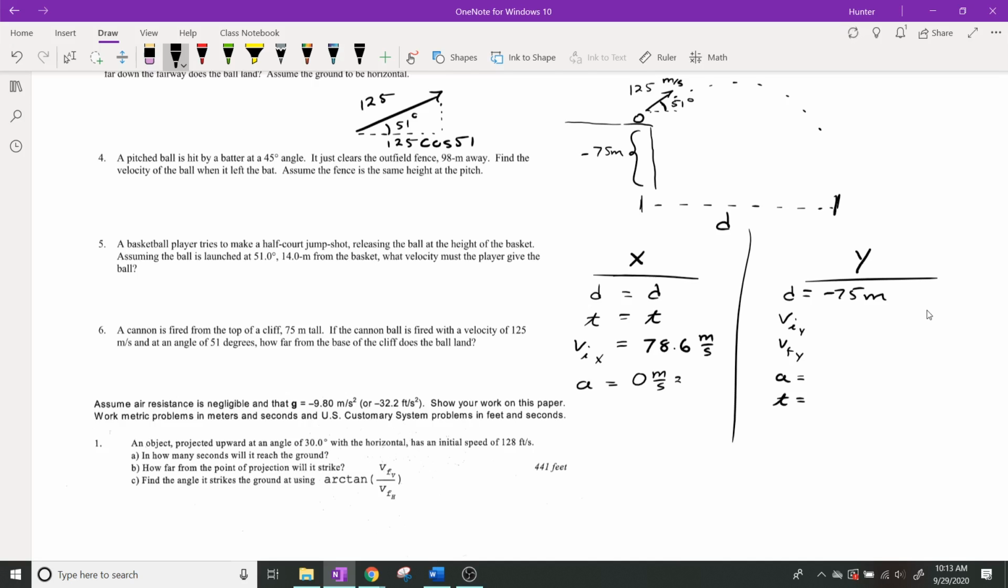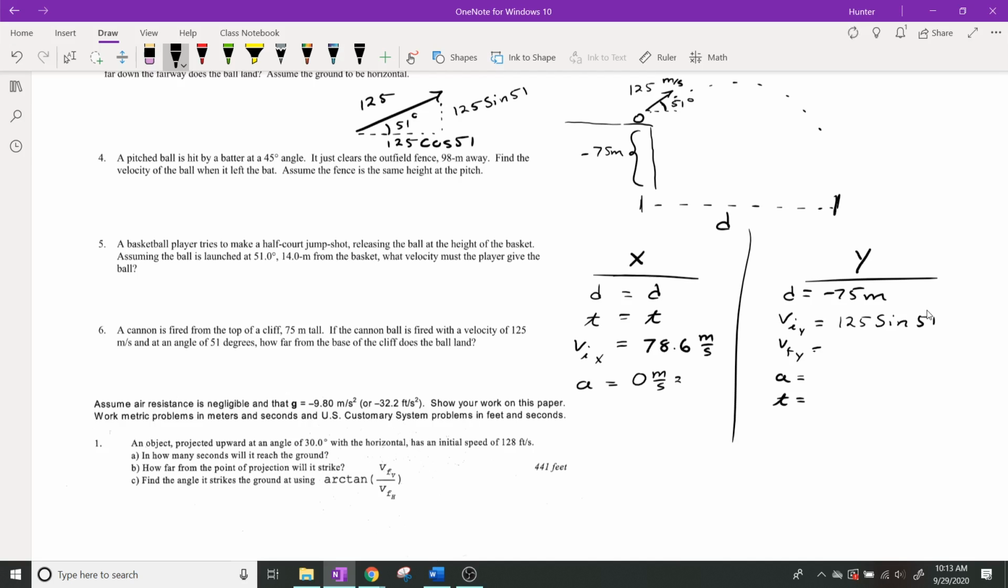VIY? Okay, and that's using the sine, right? So this would be 125 sine of 51. If it's in the y direction, it's going to be the sine. If it's in the x direction, it's going to be the cosine. Or the x direction of the line of action, so it doesn't have to literally be x and y. When we get to forces later on, we're going to use the line of action, and sine and cosine can be at weird angles too.